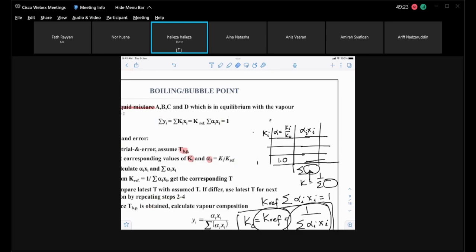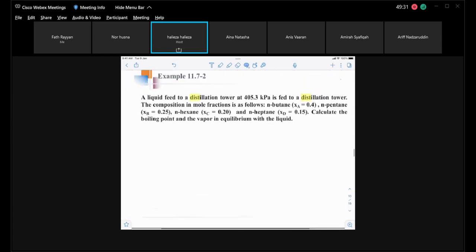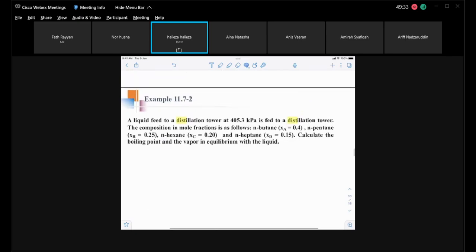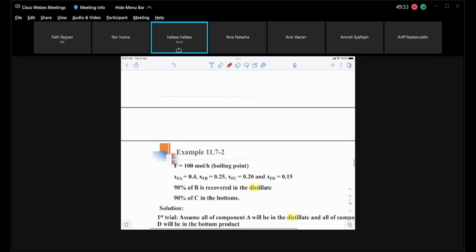I'm going to copy this. Look at the example. Over here we have the example. Over here you have a liquid feed, pressure, your composition of the feed, that's component A, that's component B, that's C, and that's D. Now you're supposed to calculate the boiling point. All right? So I'm going to go to the solution here.